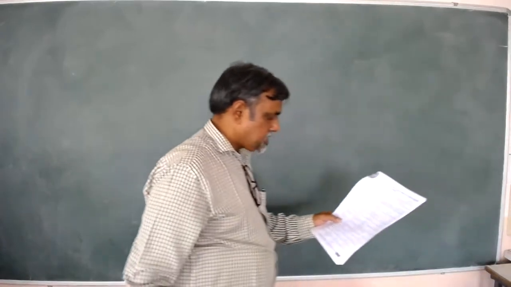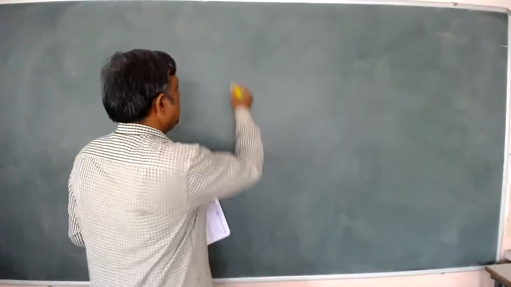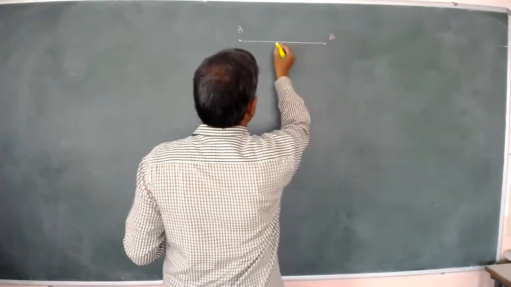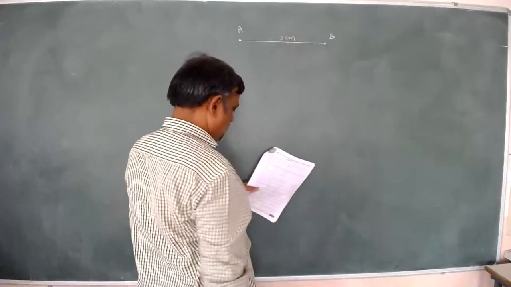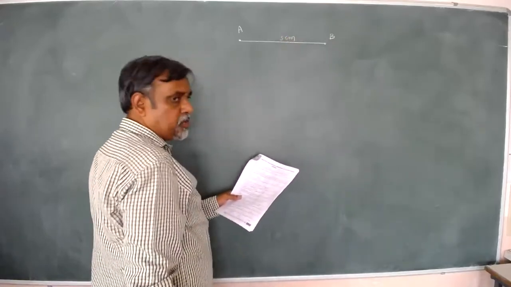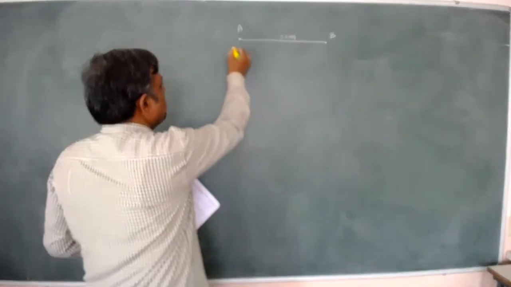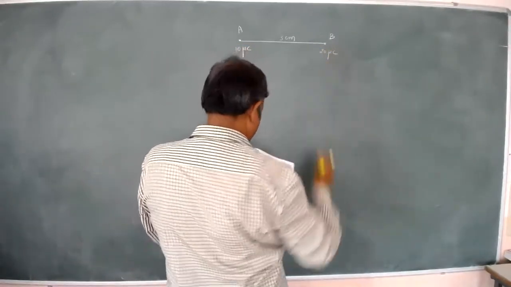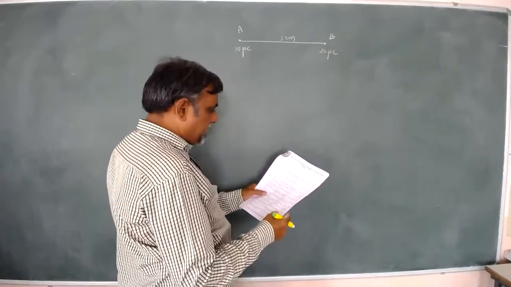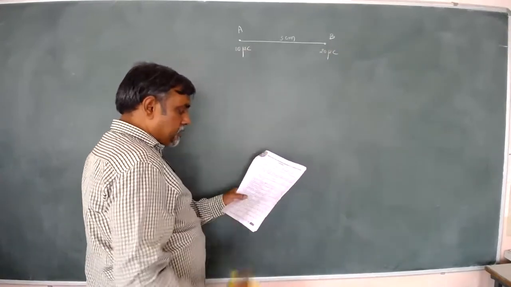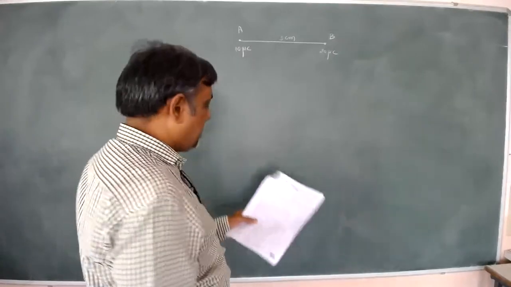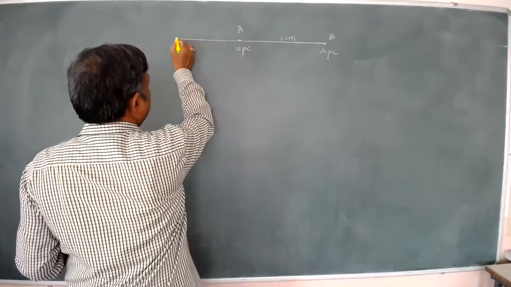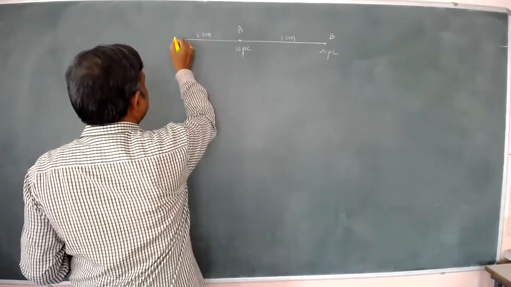A and B are two points separated by a distance of 5 cm. So look at this, this is the point A and this is the point B. The distance between these two points is 5 cm. Two charges, 10 microcoulomb and 20 microcoulomb, are placed at A and B. So 10 microcoulomb is placed here, 20 microcoulomb is placed over here. The resultant electric field at a point outside the charges at a distance of 5 cm from the 10 microcoulomb charge. So from 10 microcoulomb, 5 cm. So this is C.